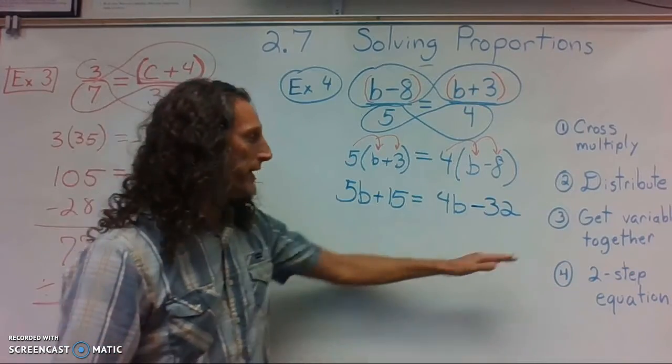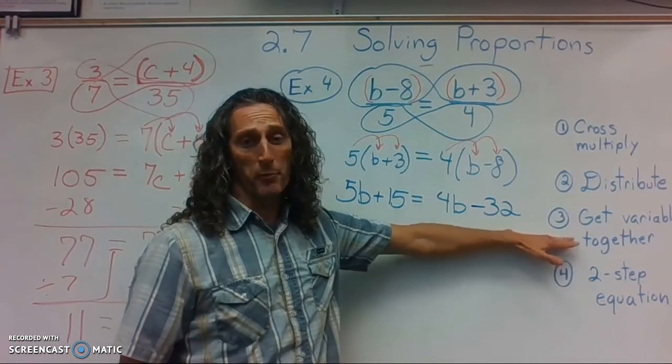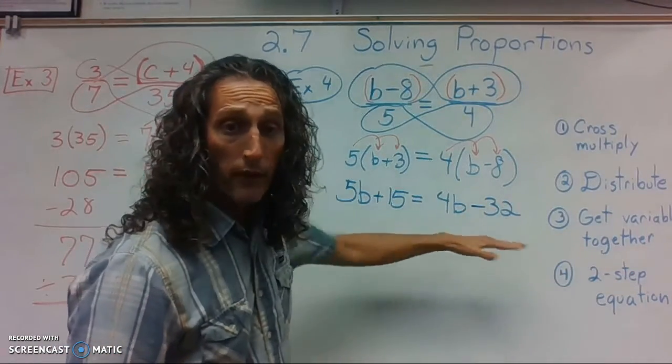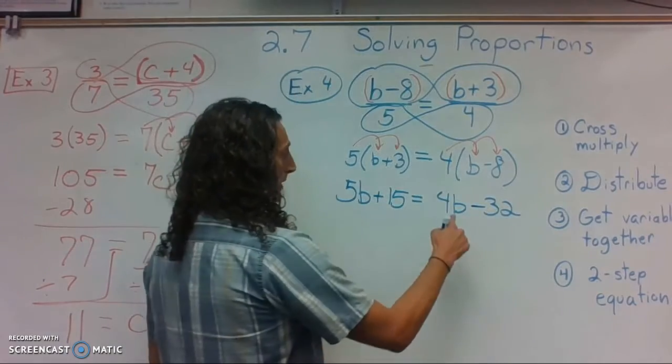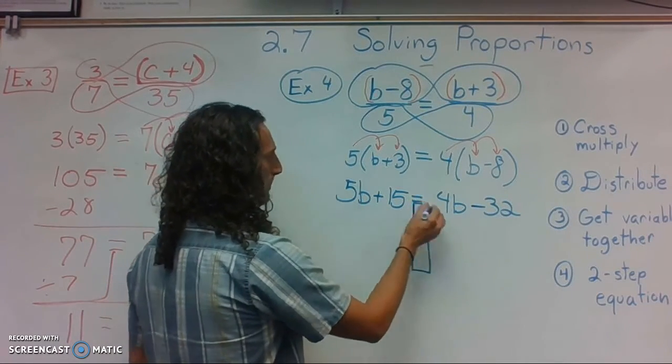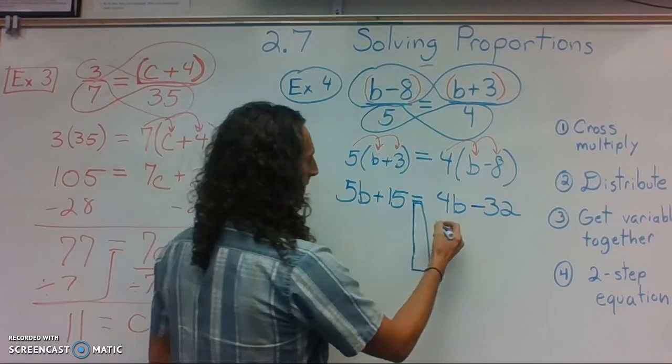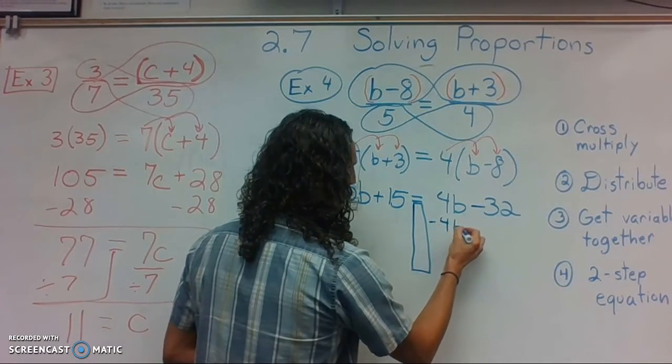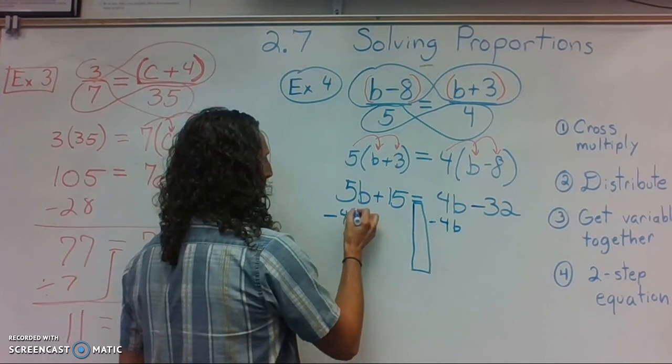Now, step 3, get the variables together. But again, this should be a review of 2-4. So I'm going to get this b over to here. I'm going to put my street. The b is going to come over to his family. So minus 4b, minus 4b.